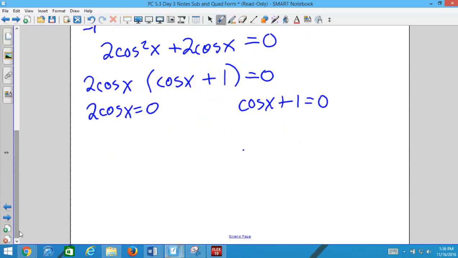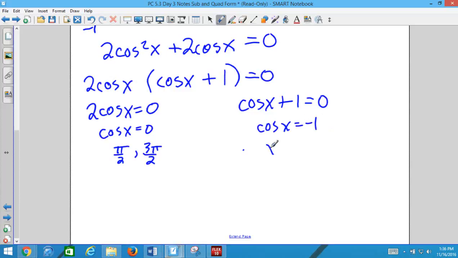From here, if we solve the first one, 2 cosine x equals 0, same thing as cosine x equals 0. Where is cosine x equal to 0? Wouldn't you have to divide by 2? I did. And then over here, cosine x equals -1, so that would be at pi.